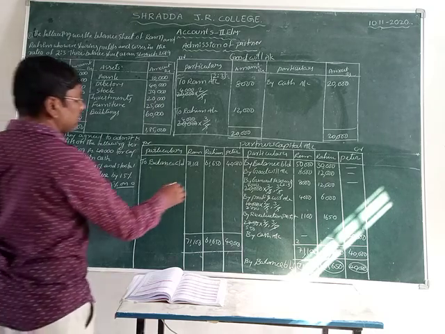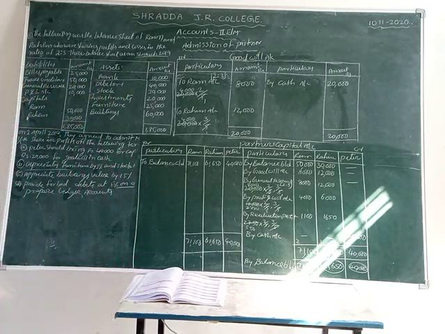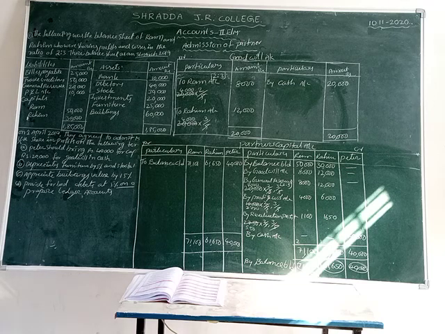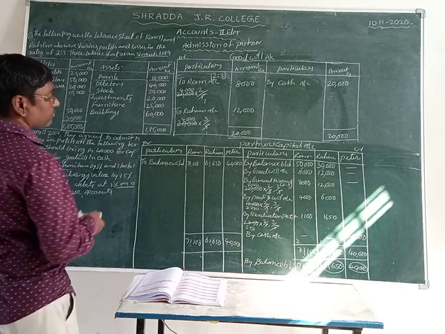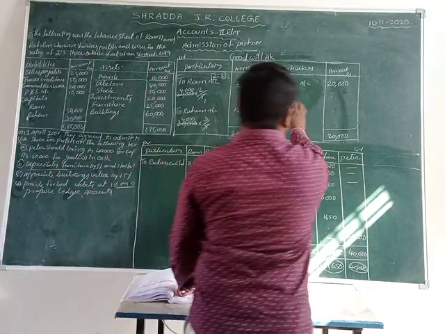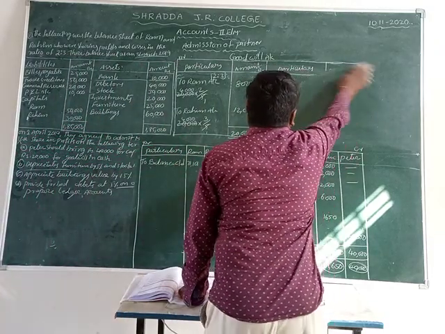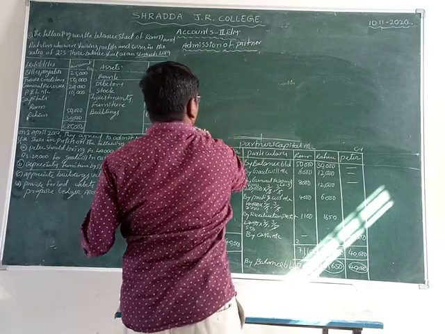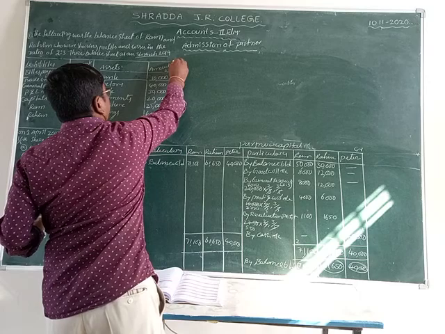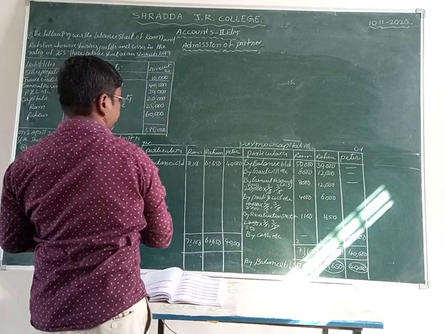Okay, friends. This is the partners' capital account. Now we are going to do the remaining one. The last one is the balance sheet. We are doing the balance sheet, and the final one is the balance sheet we are doing now.